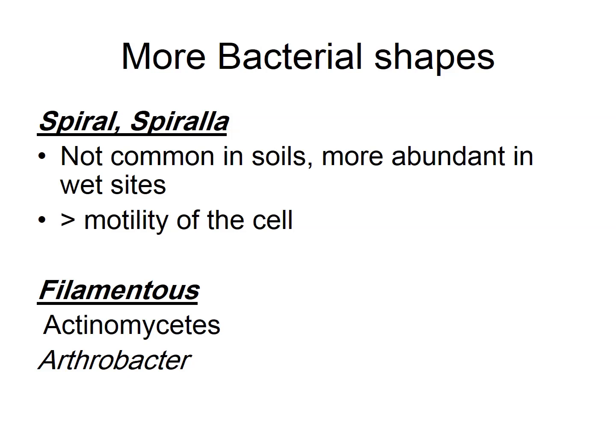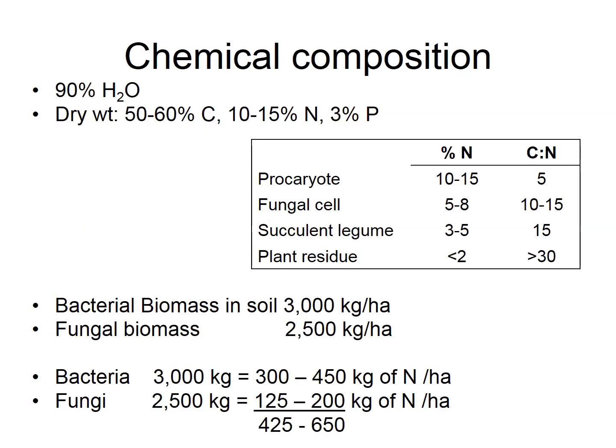The filamentous shape also has thin tubular structures called hyphae, where most actinomycetes and arthrobacters belong to the filamentous shape. And the filaments give the bacteria the ability to move towards a nutrient or water and to acquire growth requirements.